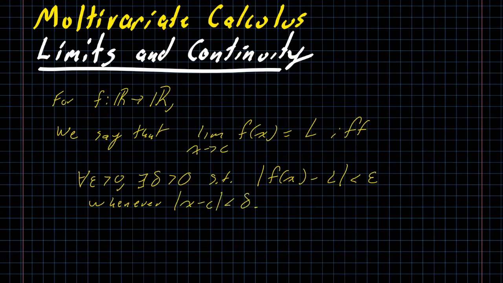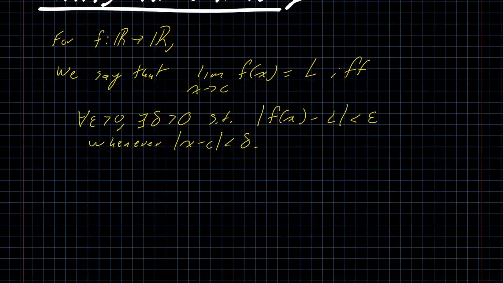we have this definition. We say that the limit as x approaches c of f of x is equal to L if and only if for every epsilon greater than 0, there exists a delta greater than 0 such that the absolute value of f of x minus L is less than epsilon whenever the absolute value of x minus c is less than delta. A nice, easy to remember definition, I'm sure.